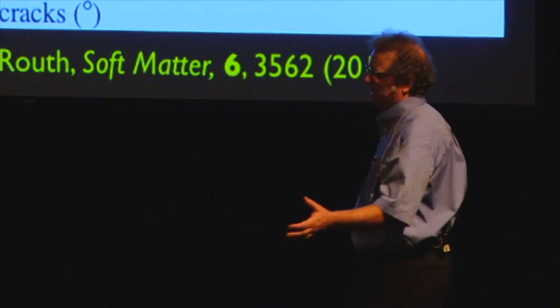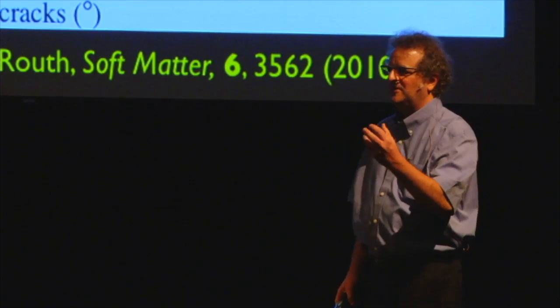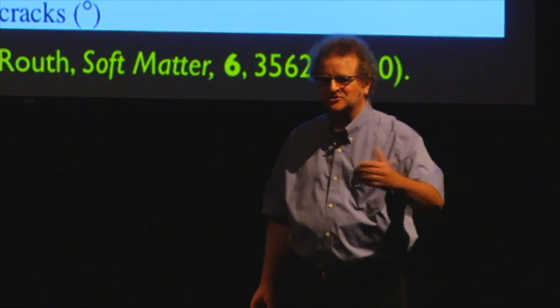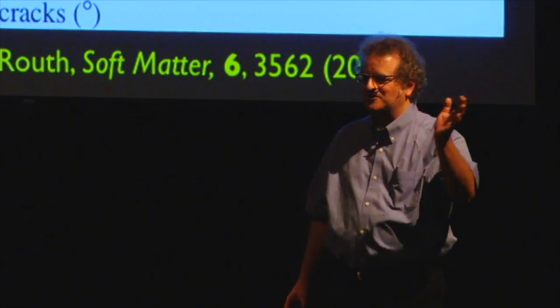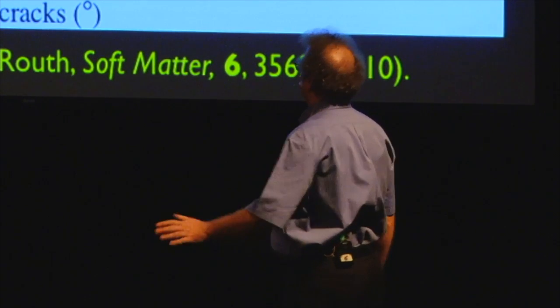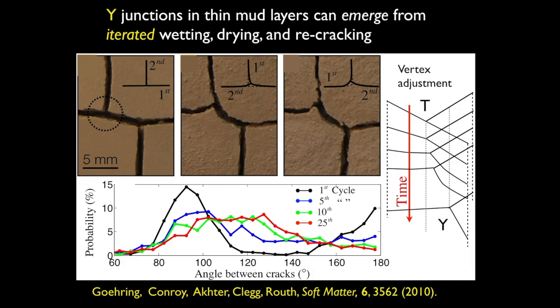And this is a beautiful tabletop experiment, which I have to say I'm very proud of, because I didn't think of it. Lucas, my student, thought of it completely on his own and did the experiment. And it's very simple. You start with a layer of mud, and you let it crack, and you get a network with T-junctions like this one. And then you just spritz it with water until it's nice and wet, and then you crack it again. And he's a very patient young man, and he did it for 25 iterations. It takes many hours to crack.